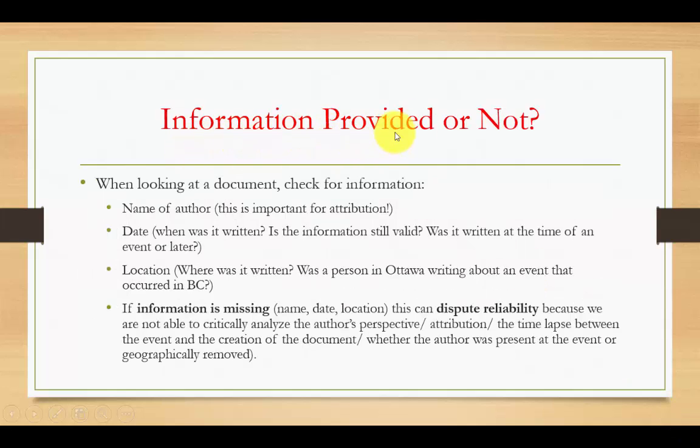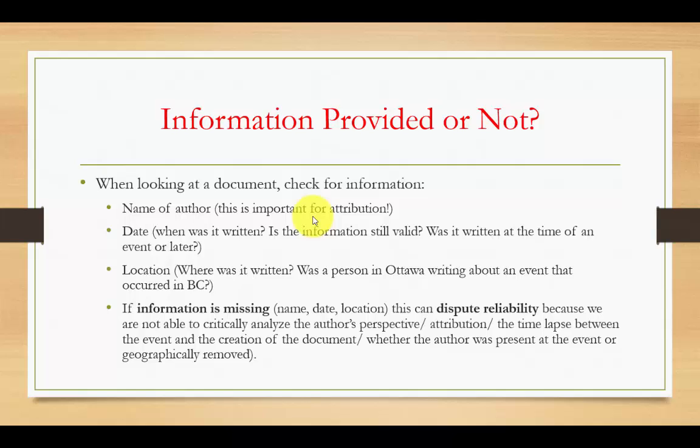Whether or not information is provided also helps us assess reliability. When we're looking at a document, we want to check for the name. If the name of the author is not provided, it's very difficult for me to decide what the perspective of that author would have been if I don't know who they are. So it's hard to check for attribution if we don't know who wrote it.